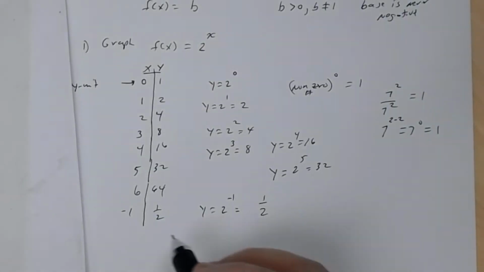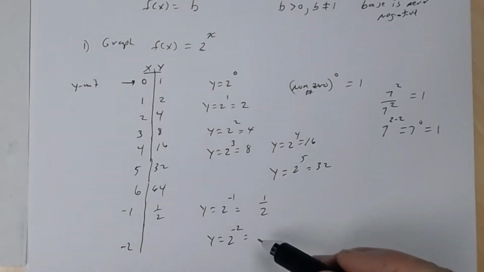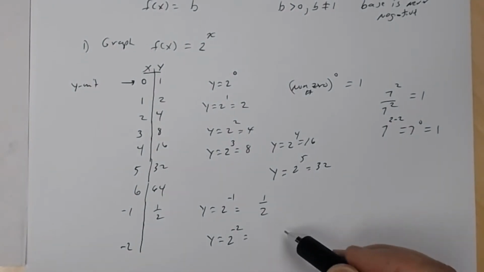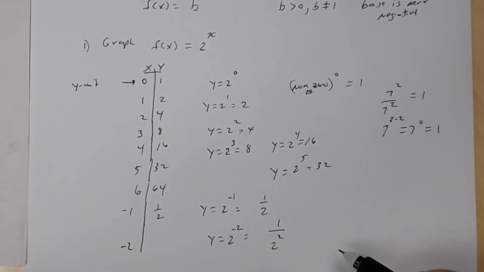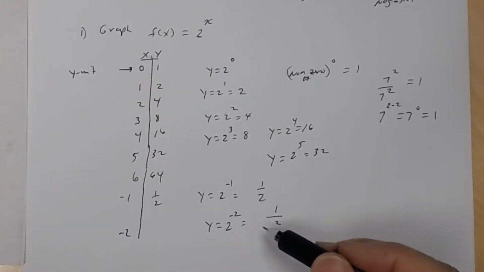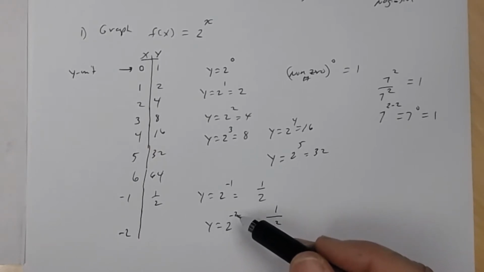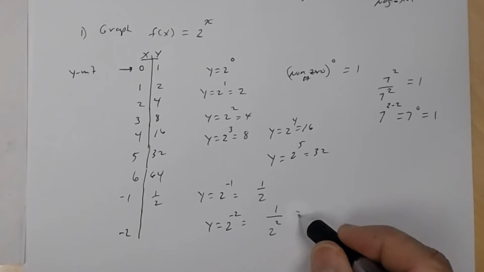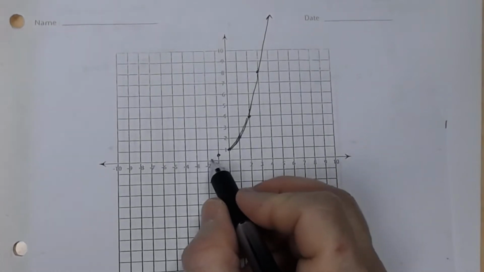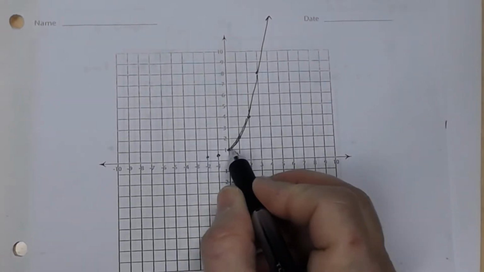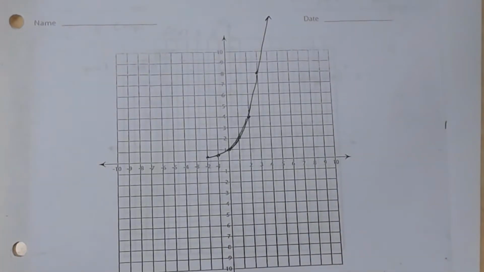Then if x is -2, y equals 2 to the -2. Remember, to make the exponent positive, you're going to say 1 over the base raised to the exponent to the positive power. So it's always 1 over, and when you rewrite this in the denominator, the exponent becomes positive. So that's going to be 1/4. I get the point -2, 1/4. So notice what's happening. It's getting closer and closer to something, and we're going to talk about what that something is in a little while.